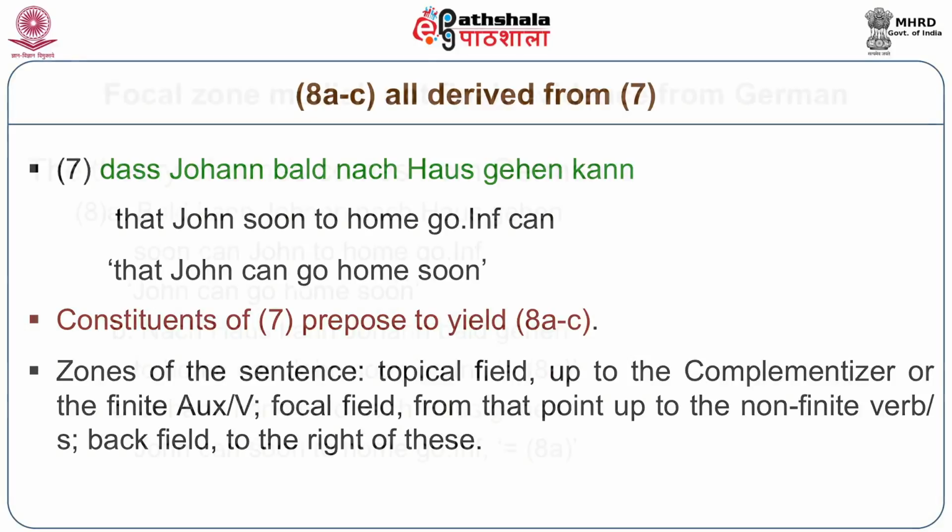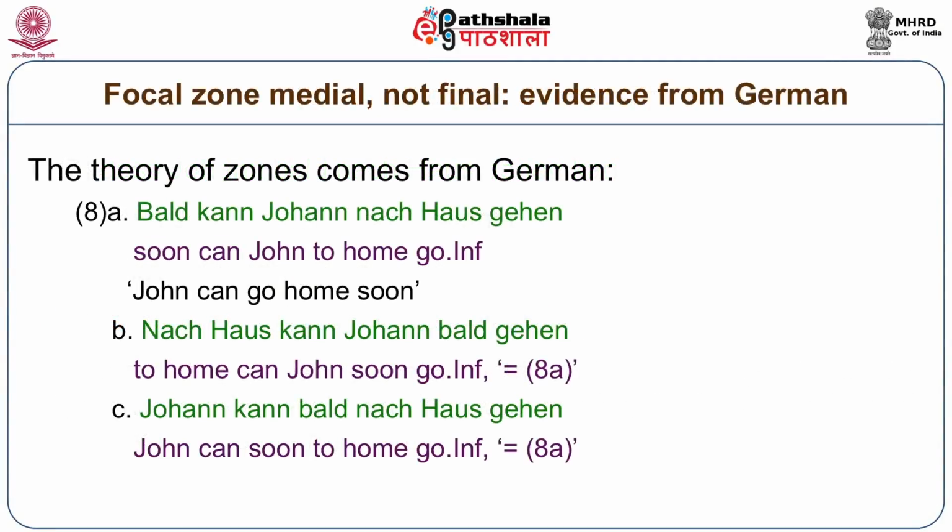Let us look at this to understand what we mean by any order. 8a. We won't give you the German words every time because it will distract you. Let us pretend English is German. You can say, soon can John to home go. To home can John soon go. John can soon to home go. These are what it looks like in a root sentence.